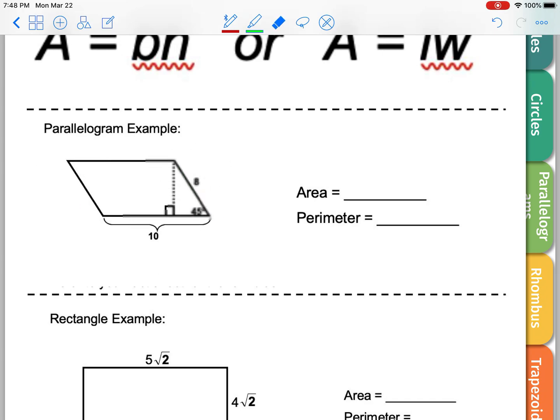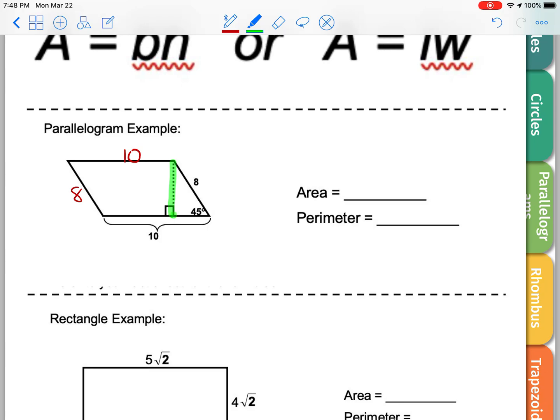So we know that opposite sides in a parallelogram are congruent. So if the right side is 8, the left side is 8. Same thing with the 10. If the bottom is 10, the top is 10. So right there, perimeter is easy. We're ready to go for that here in a minute. But we've got to concentrate on finding the height.